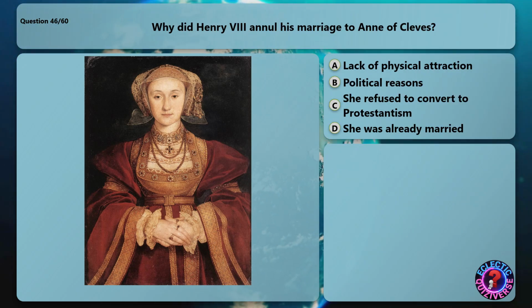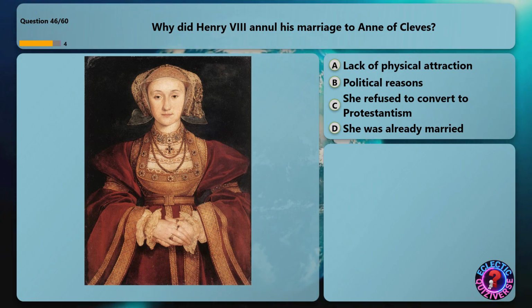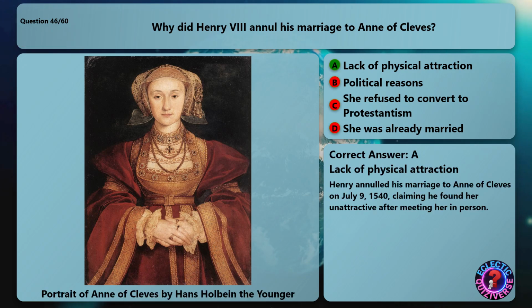Why did Henry VIII annul his marriage to Anne of Cleves? The correct answer is lack of physical attraction. Henry annulled his marriage to Anne of Cleves on July 9, 1540, claiming he found her unattractive after meeting her in person.